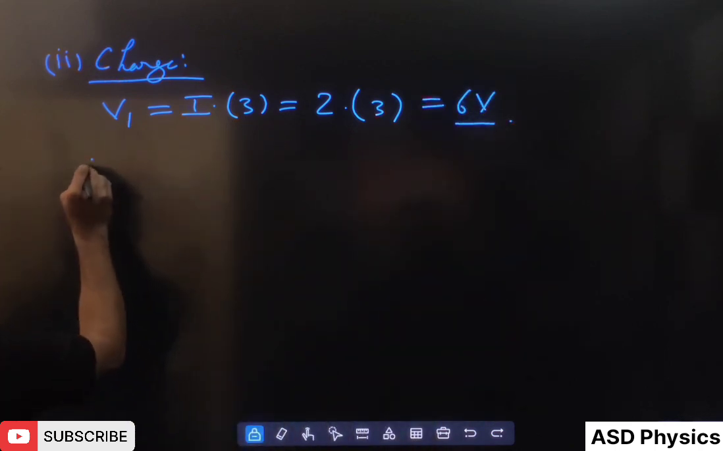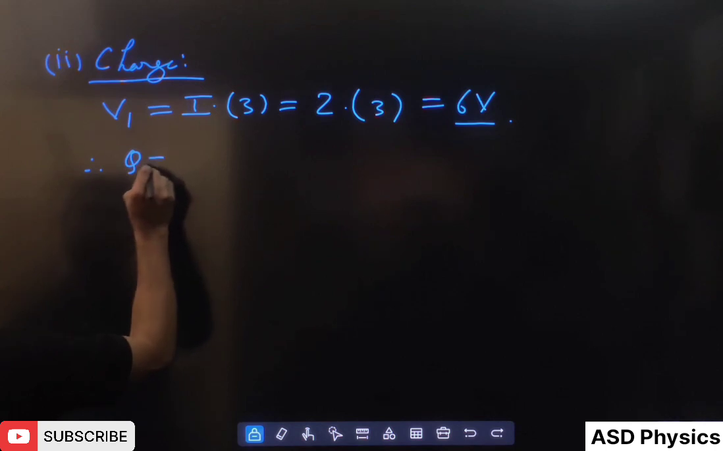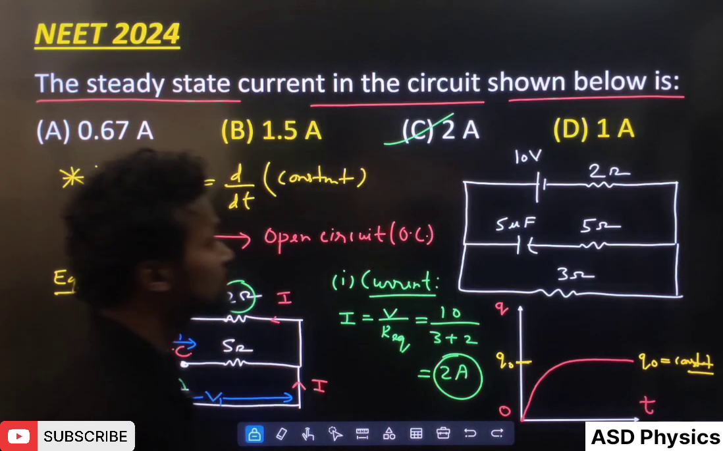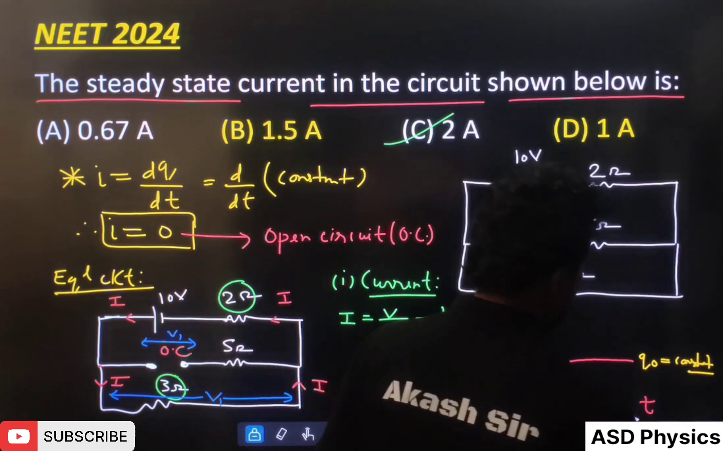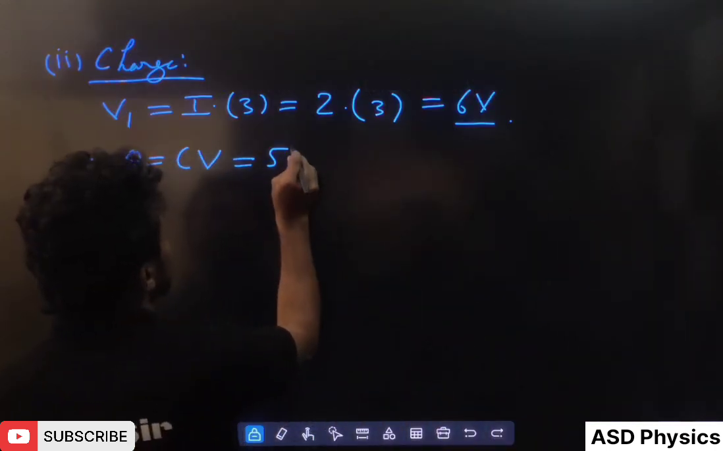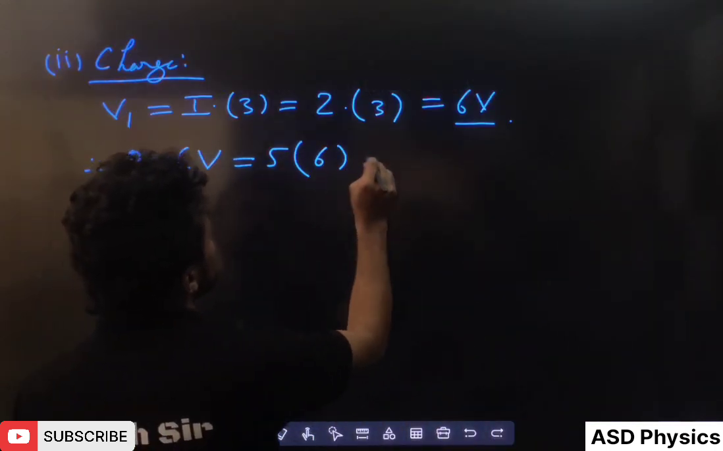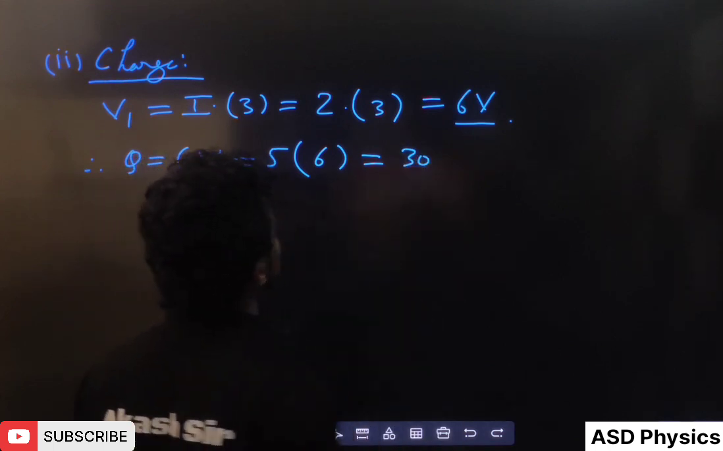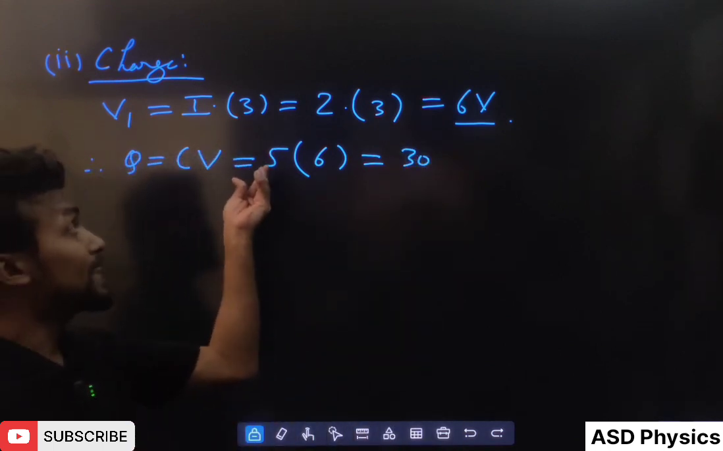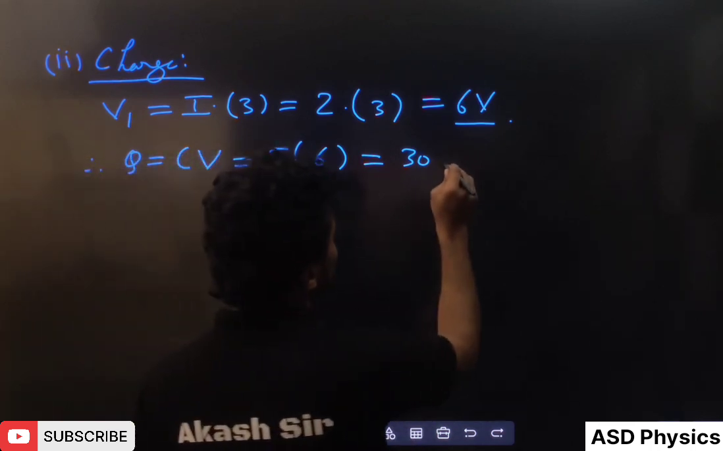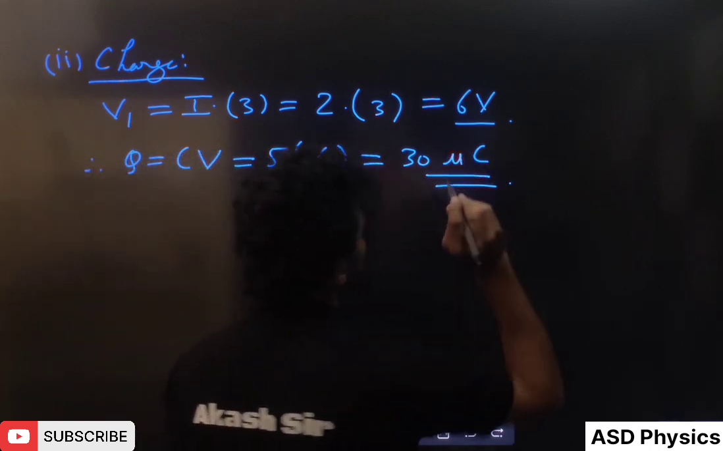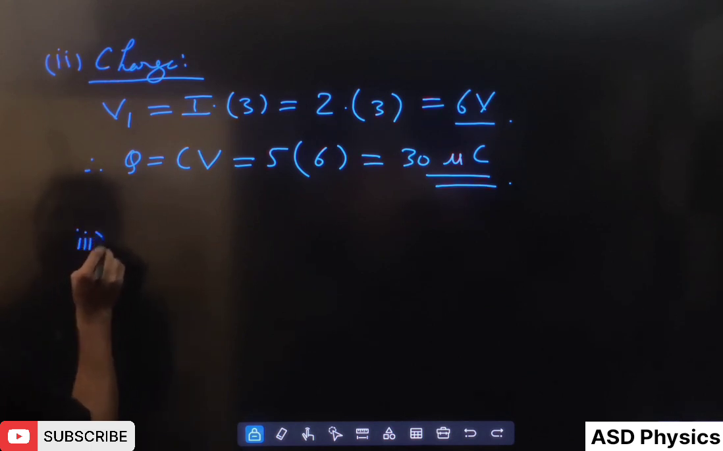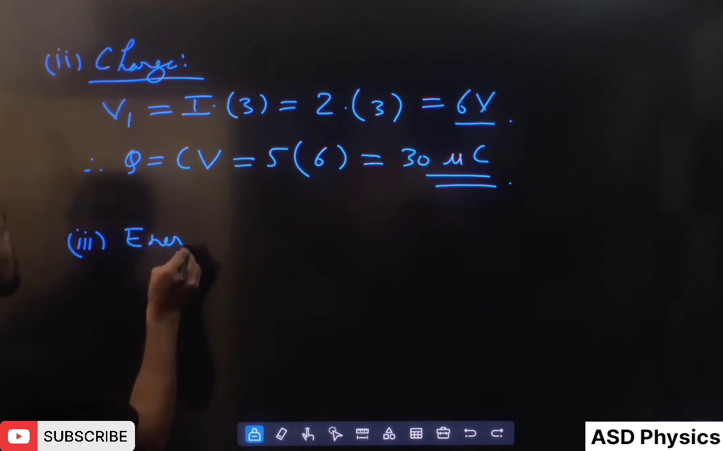Okay. So if I have to calculate the charge, it is given by C into V. Capacitance how much is given? 5 microfarad. And voltage is 6. That means it will store how much charge? 6 into 5 is 30, unit microcoulomb. The capacitor will store 30 microcoulomb.